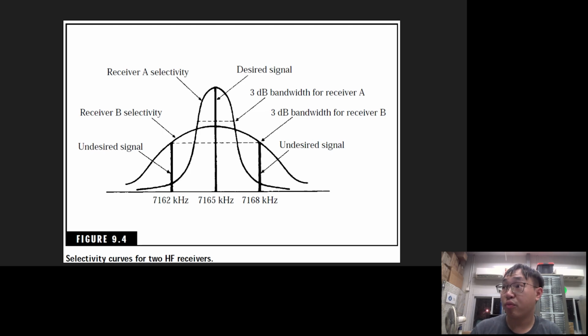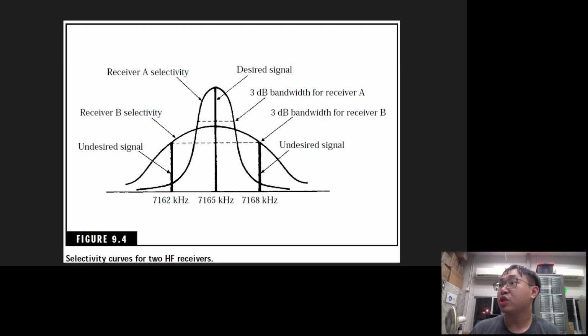2 different radios with different selectivities. For receiver A, the radio wave has a stronger selectivity. You see that the 3 dB points lie in a very narrow range, so the selectivity is very strong. But for receiver B, the negative 3 dB point is wider. So that's why we say it will receive a wider range of signal, having a bad selectivity.